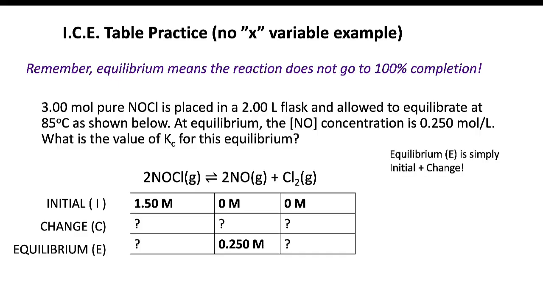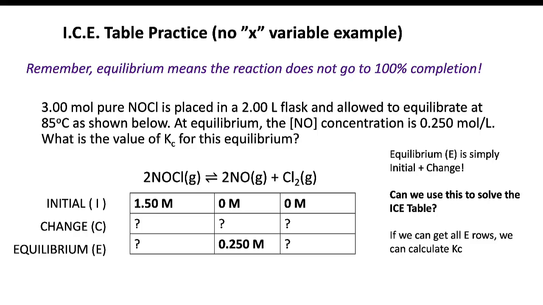When we're breaking down this table, equilibrium is just initial plus change. That is the definition. This whole table is trying to get to an expression for the equilibrium. And because we often think about our initial conditions and the change, we're going to break them out into those different cells in order to reach equilibrium. So how can we use this to solve this ICE table? Because if we get the equilibrium row, we're going to be able to calculate Kc, right?